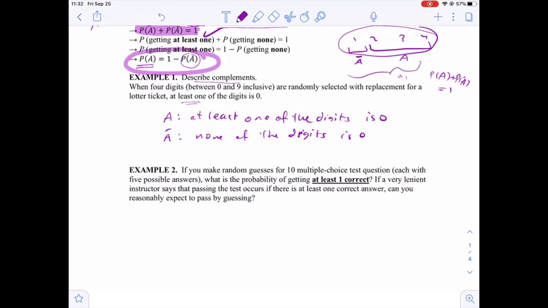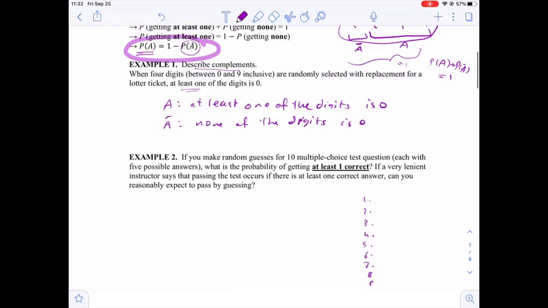Now let's take another example. If you make random guesses for 10 multiple choice problems, you have 10 multiple choice problems, and each one of them consists of 5 choices, or 5 possible answers: A, B, C, D, E, and that's for all questions. Now here's the question. What is the probability of getting at least one correct answer, or of getting one question with the correct answer?